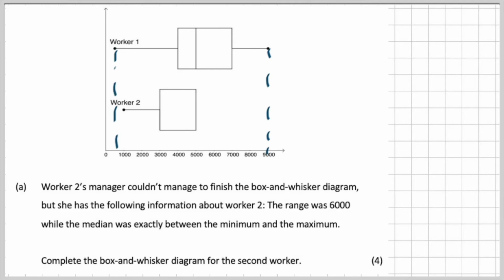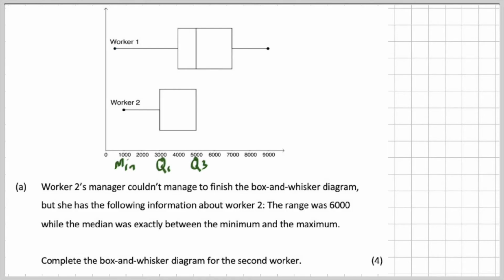But let's look at worker 2 and try and complete the work that was done. So let me erase those little dots that I've got there so that I can do worker 2. First of all, it says the range is 6,000. So in other words, looking at worker 2, I've got the minimum, I've got quartile 1, I've got quartile 3. What do I need to complete this? I need a maximum and I need the median.